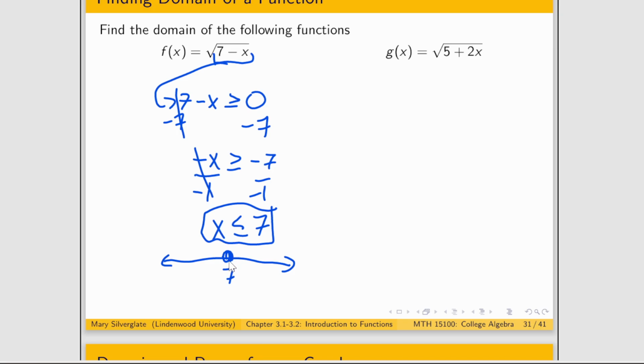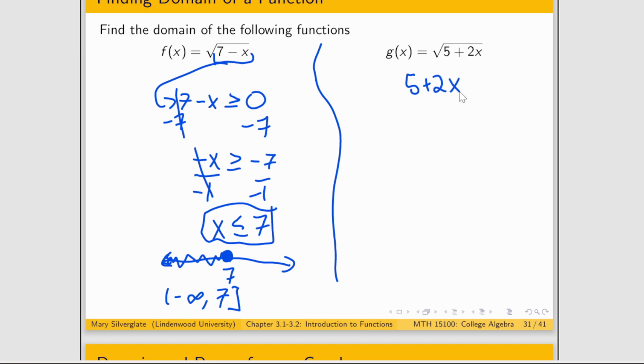If I want to translate this to interval notation, I've got a closed circle on the 7 because it's allowed to equal 7, and then all numbers smaller than that. So that's negative infinity to 7 with a bracket on the 7. Go and try this next one yourself, and then we'll go over it together.